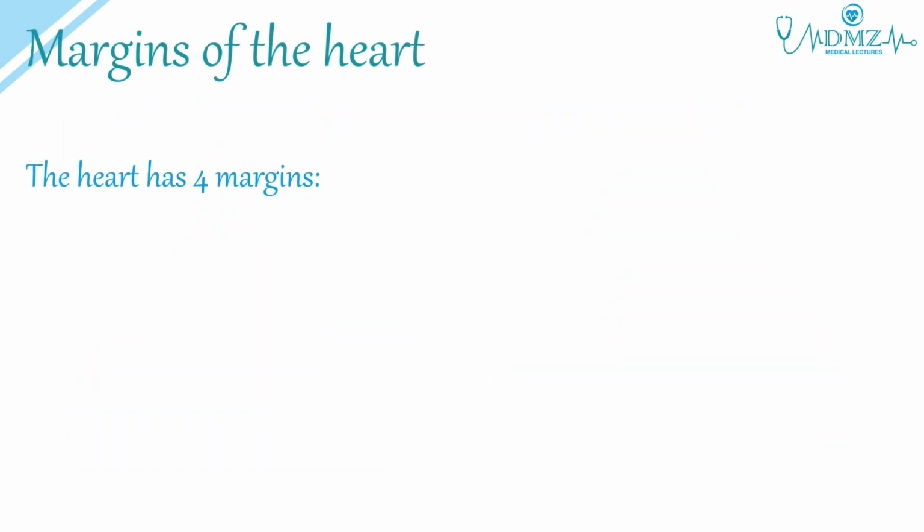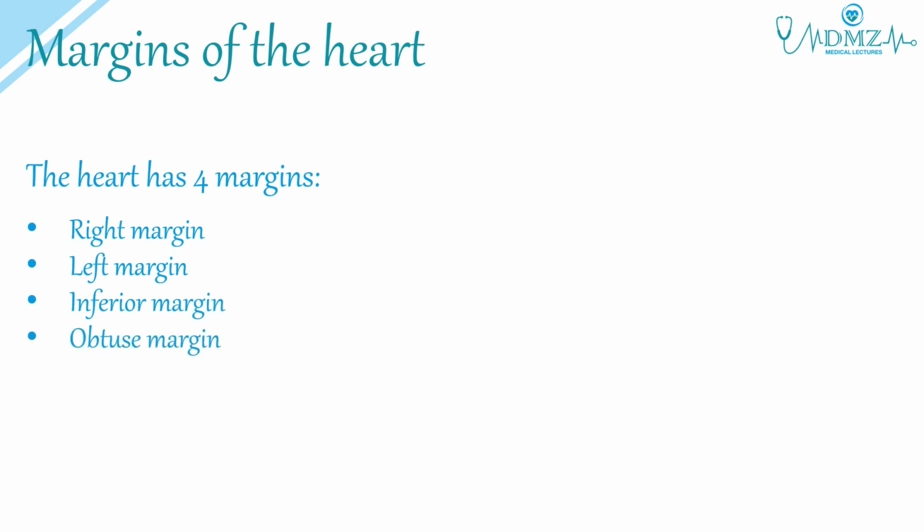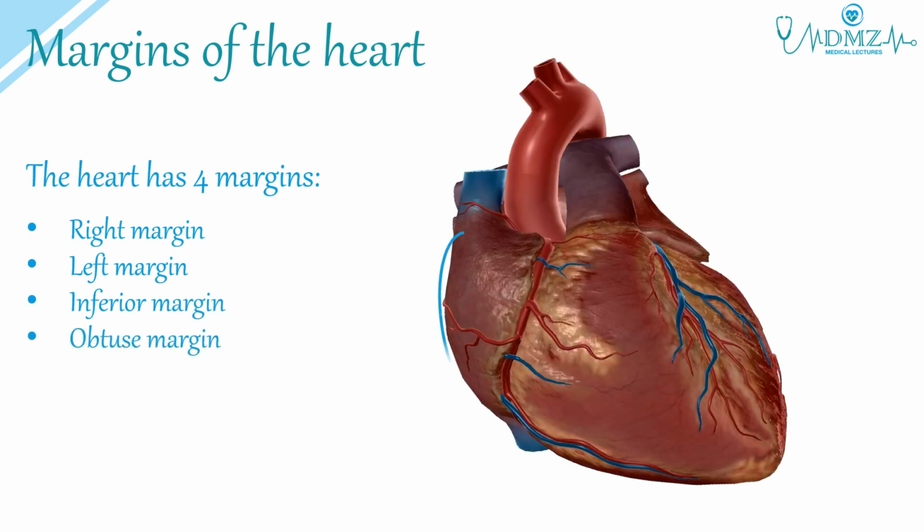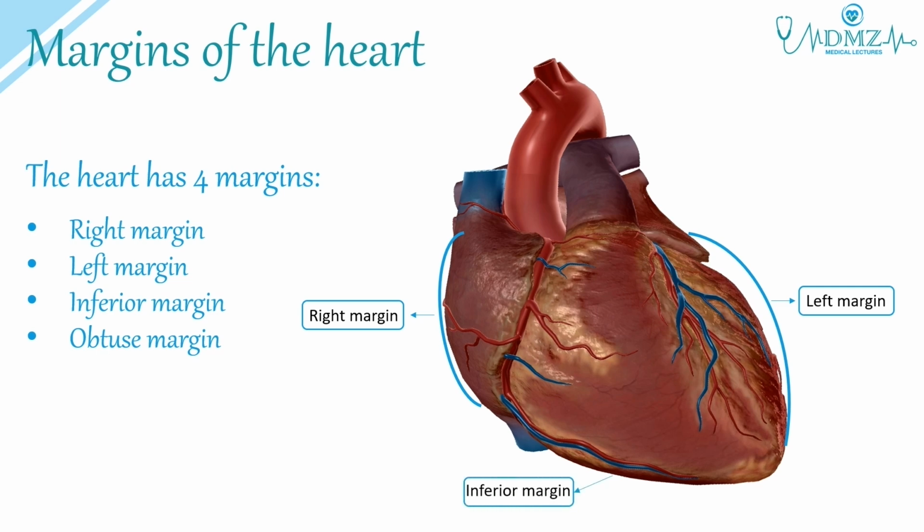The heart has 4 margins or borders: the right margin, the left margin, the inferior margin, and the obtuse margin. This is the right margin and this is the left margin. They are the same as the right and left pulmonary surfaces of the heart. The inferior margin is defined as the sharp edge between the anterior and diaphragmatic surfaces of the heart. It is formed mostly by the right ventricle and a small portion of the left ventricle near the apex.